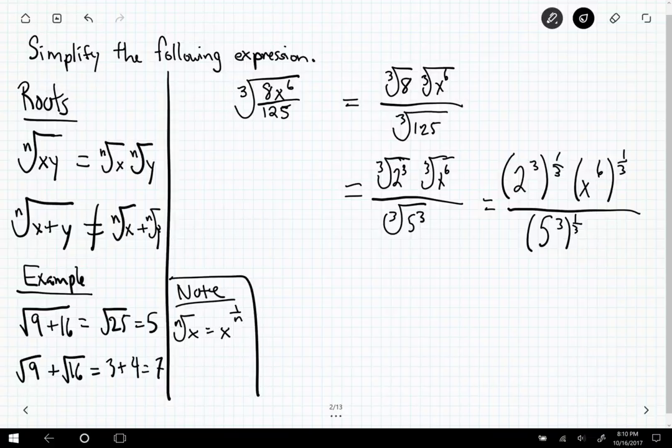Well, using those exponent laws that we talked about on the previous problem, this is 2 to the 3 times 1/3. This is x to the 6 times 1/3.